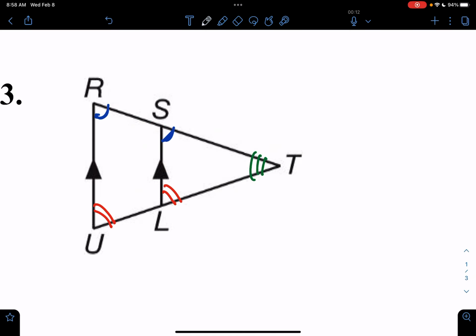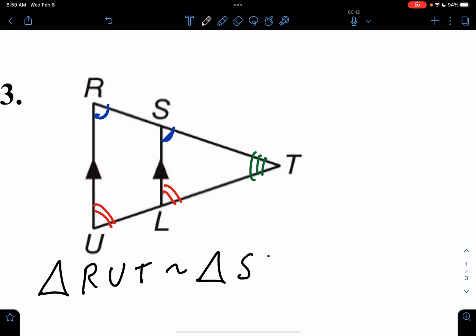And remember, order matters. So I will have to say triangle RUT, similar to triangle SLT. How? AA similarity.